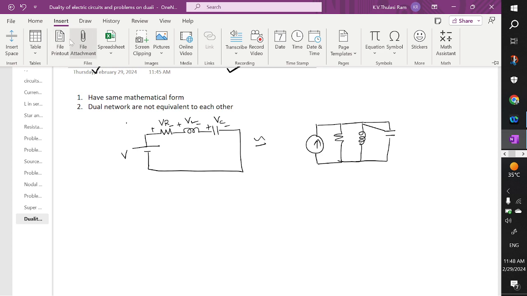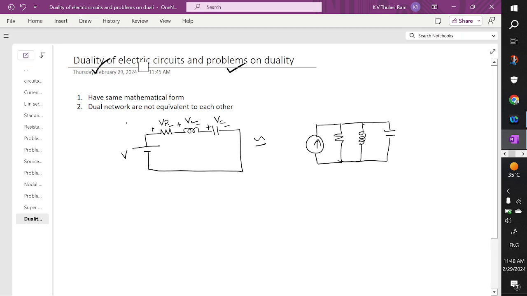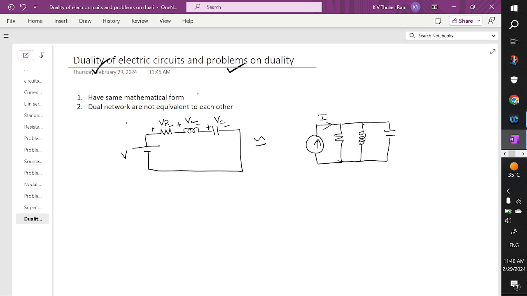This is how we are going to have the dual network. So here when you apply this, this is the total current I. The current across the resistor I am going to write down as IR. The current across the inductor I am writing as IL. The current across the capacitor I am going to write down as IC.